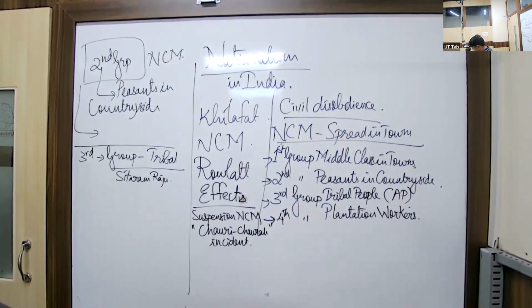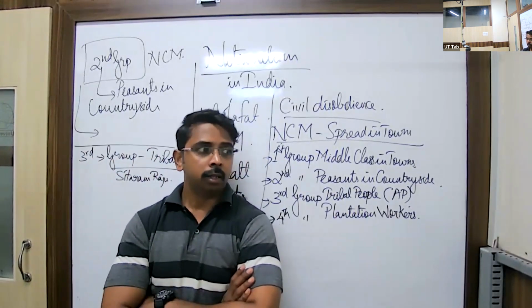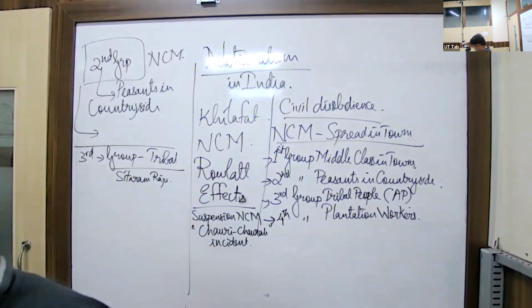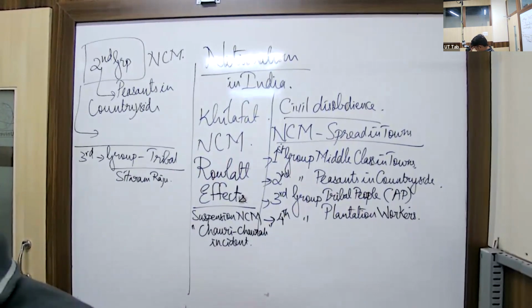Next point. On 4th February 1922, a small place in Gorakhpur, UP. Do you know the spelling of Gorakhpur? Gorakhpur, UP witnessed. Don't ask me what is UP now.